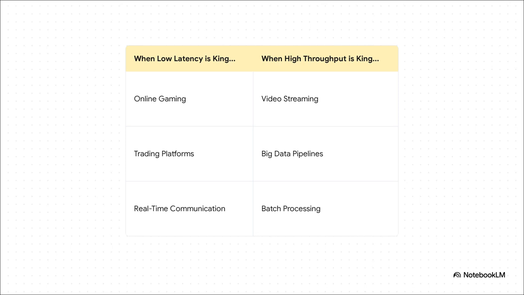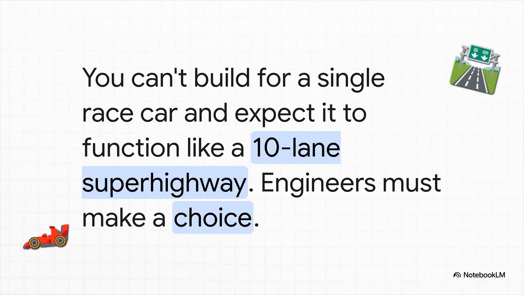But then you flip over to something like video streaming on Netflix or YouTube. Suddenly, high throughput is the absolute king. They need to push a massive amount of data to millions of people to stop that dreaded buffering wheel. The same goes for big data or running giant reports overnight. So here's the bottom line.